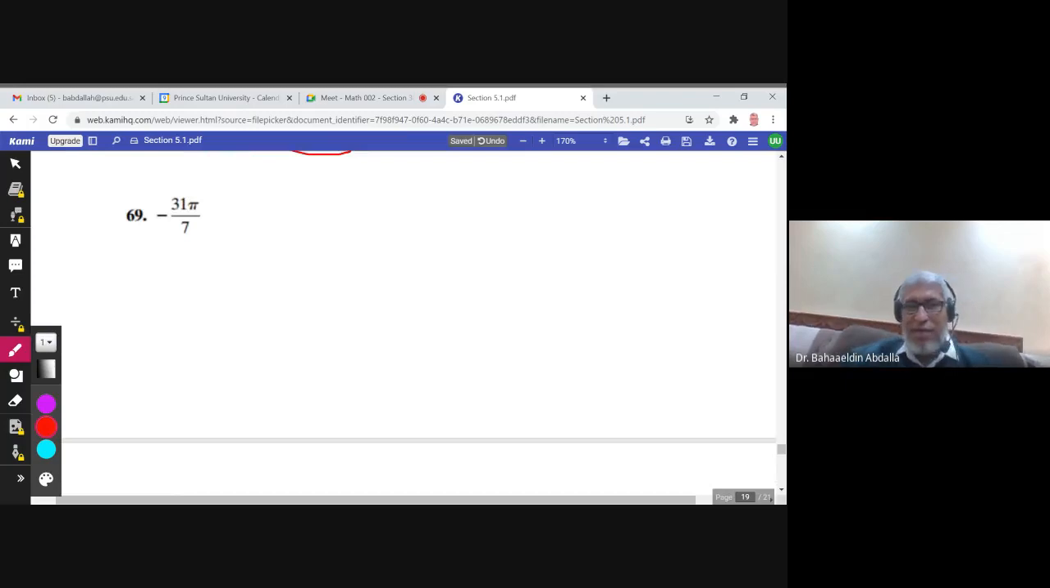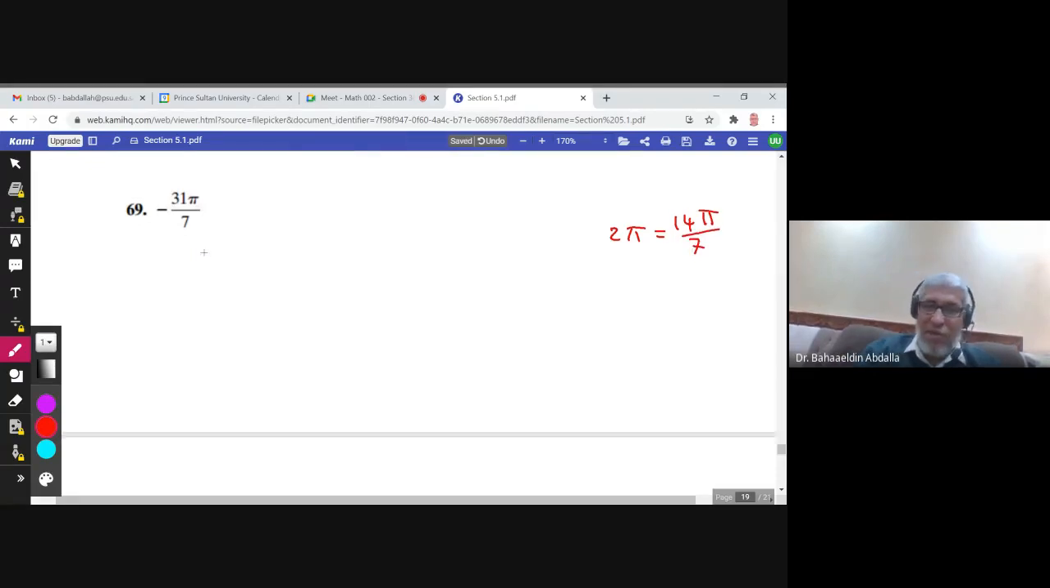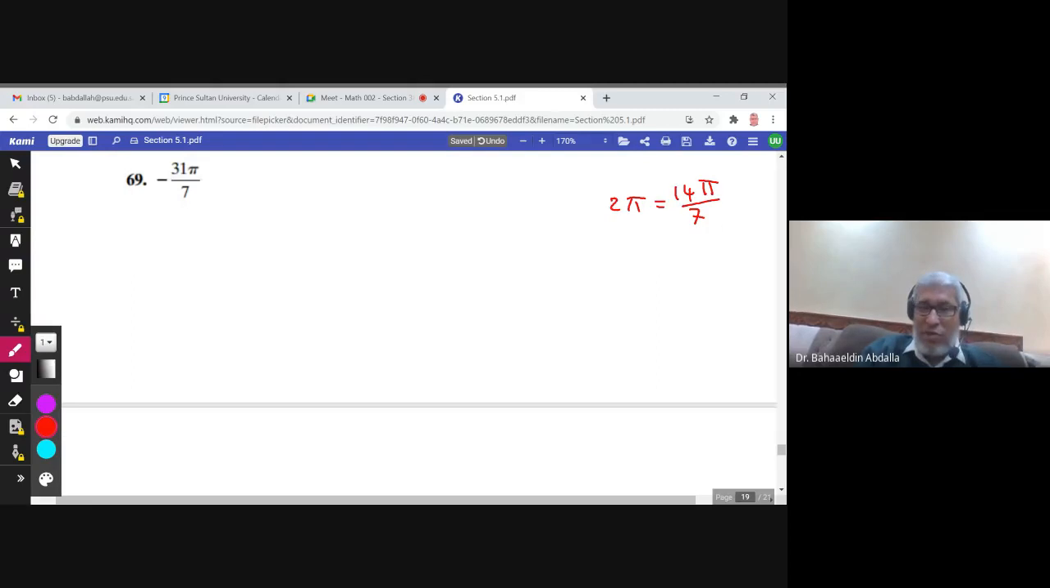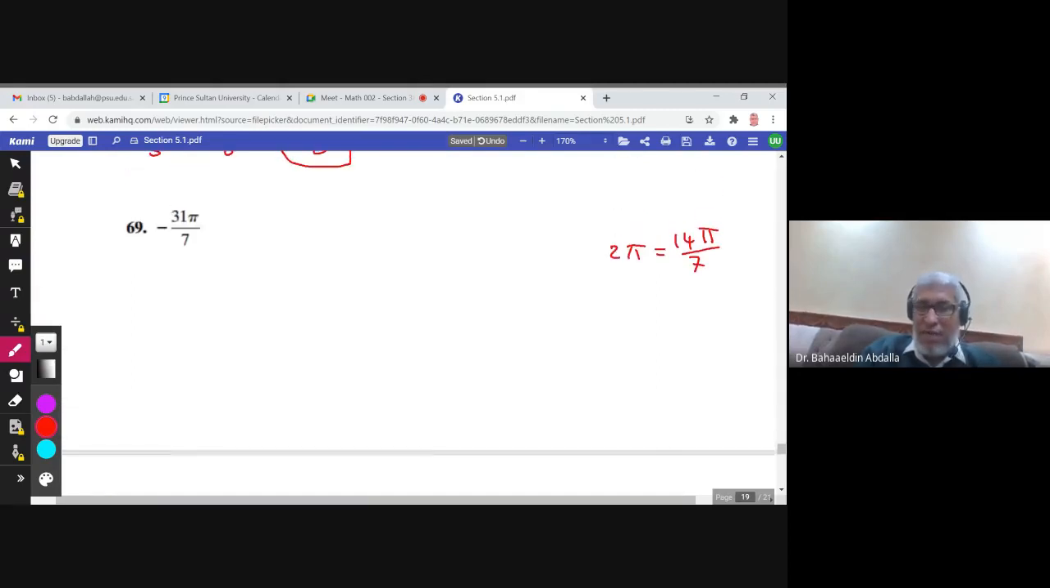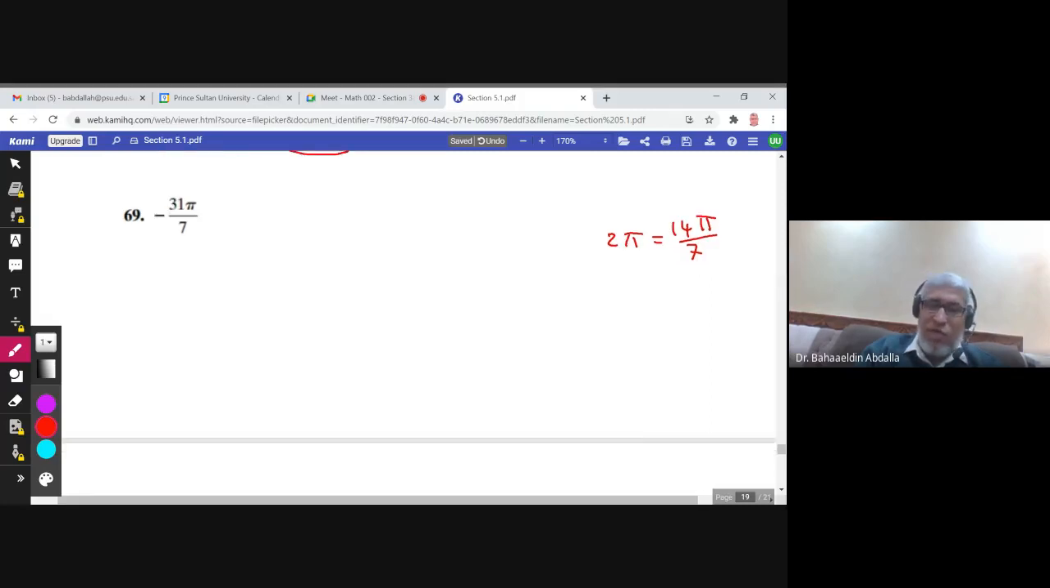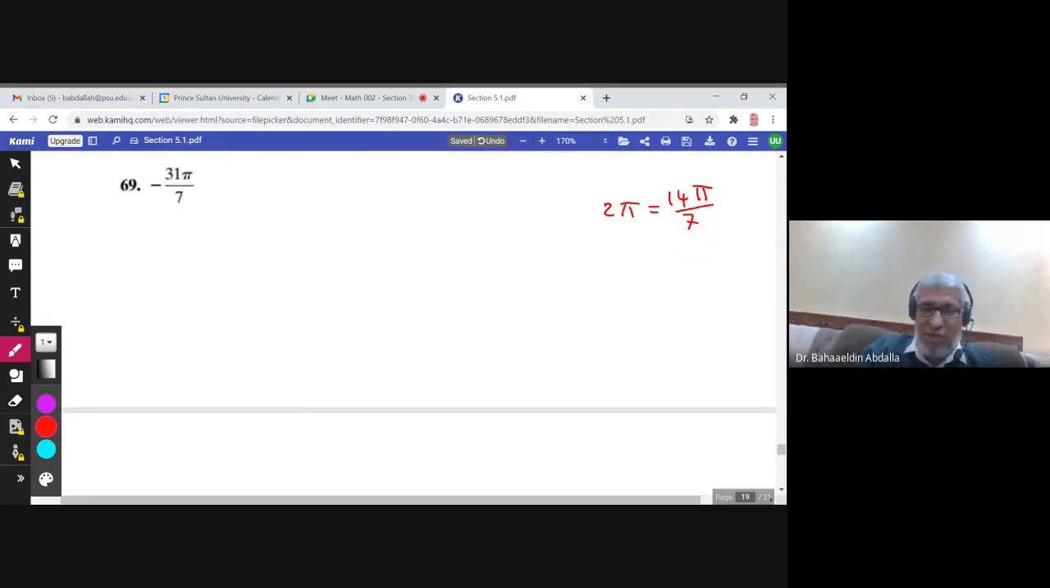Here you add, but you remember that 2 pi here is 14 pi over 7. You add 14 pi over 7. I think you will add 3 times 14 pi over 7 to find a positive angle less than 2 pi and coterminal to negative 31 pi over 7.